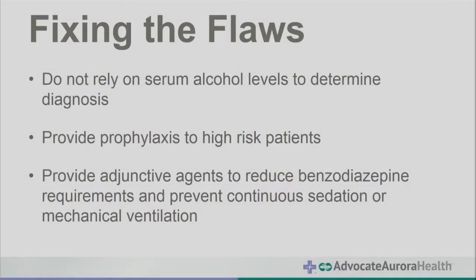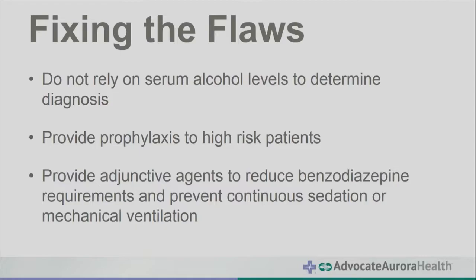So to summarize my pearls: don't base your diagnosis on a serum alcohol level, as a patient can actually be withdrawing with even high levels of alcohol. Do provide prophylaxis and start risk stratifying those patients early on to see if they could benefit from some prophylaxis. And do provide adjunctive agents and start to think of this disease the way we do with other disease states, where it really is about combination therapy.